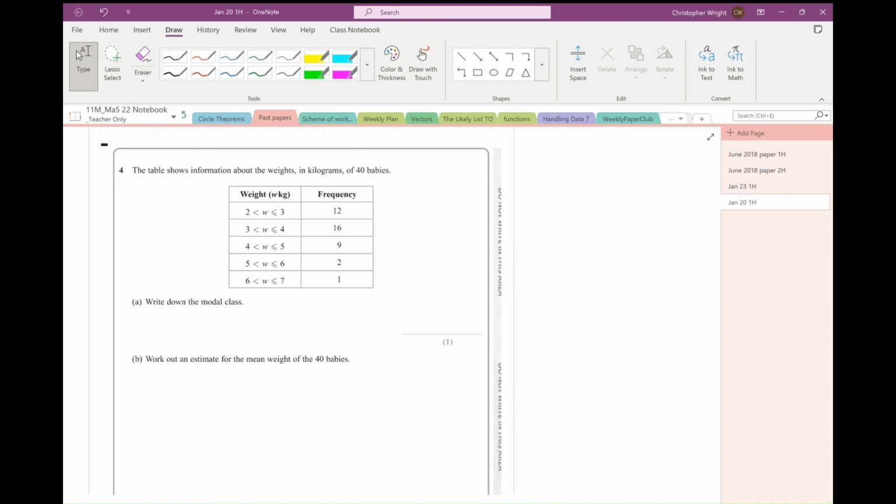Okay, question 4. The table shows information about the weights in kilograms of 40 babies. Write down the modal class. The most common class is between 3 and 4, because that's got more babies in it than any other. Work out an estimate for the mean.